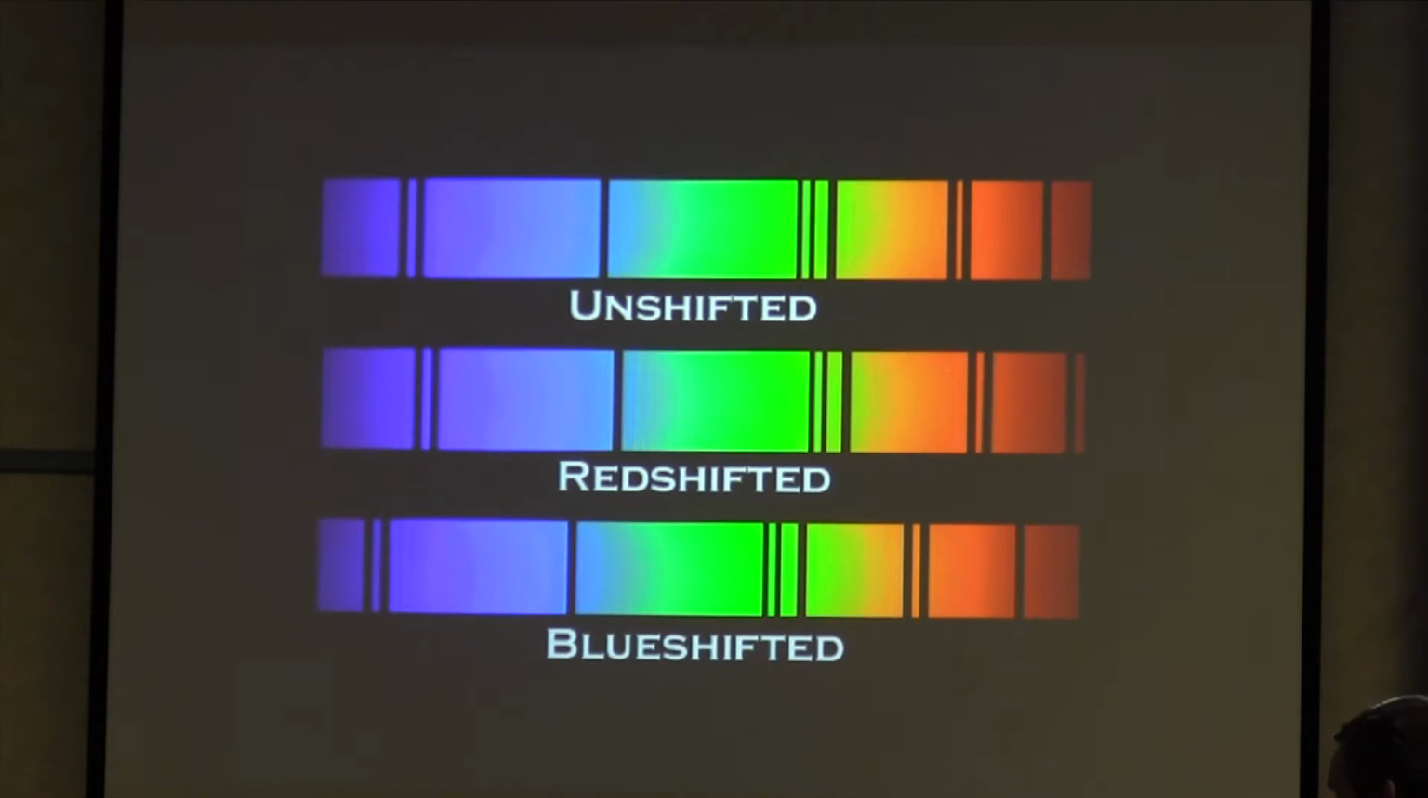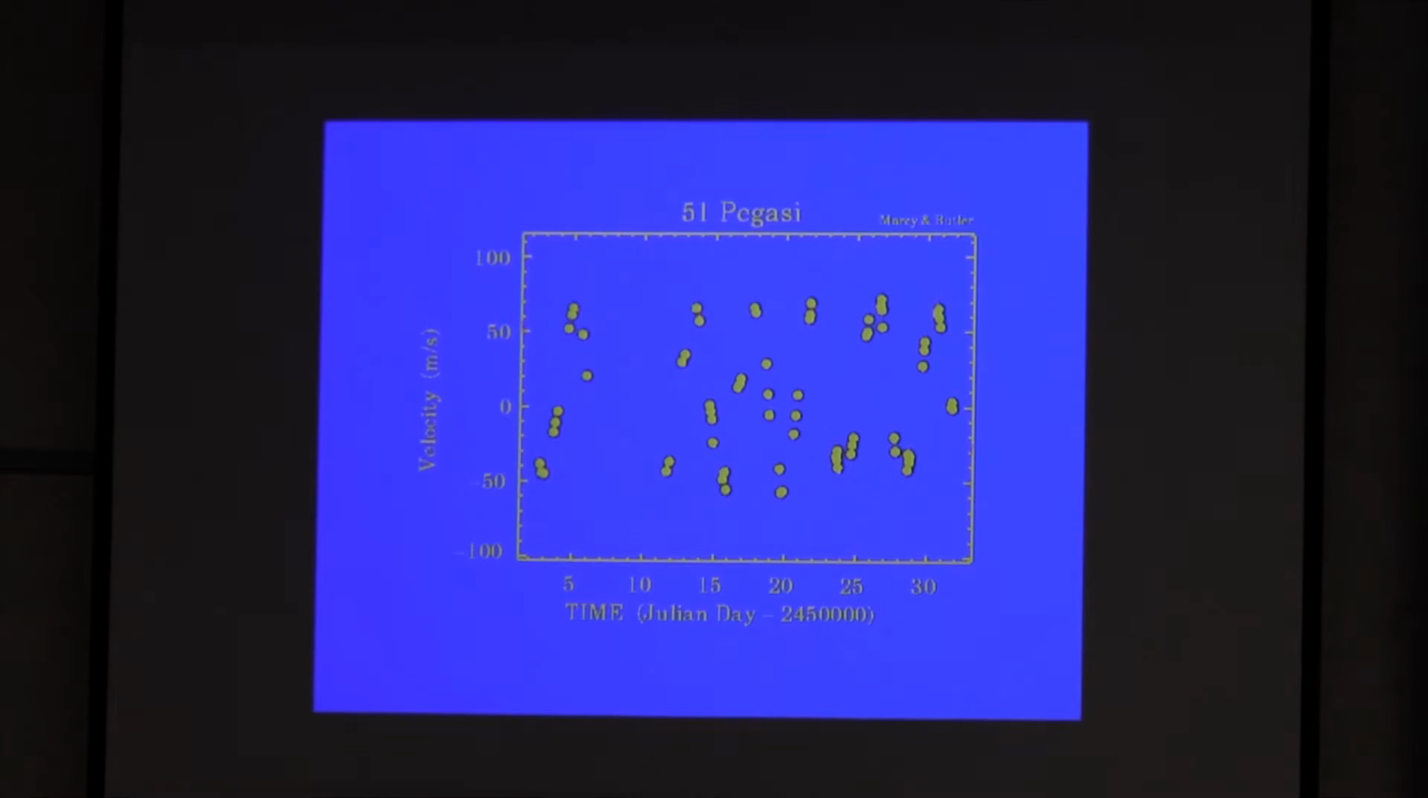Okay, you've seen this one before. So here are the measurements that they got for a star, 51 Pegasi, all right? Jeff Marcy and his postdoc Paul Butler. And so, measured in velocity units, positive velocity, it's coming towards us, blue shift. Negative velocity, it's going away from us. All right? And we see a variety of things here.